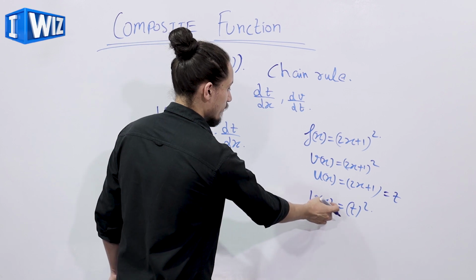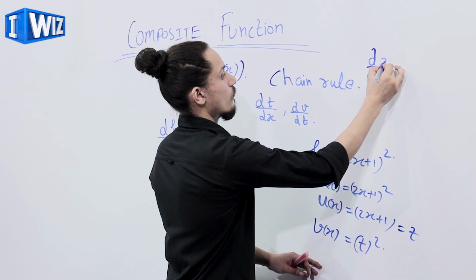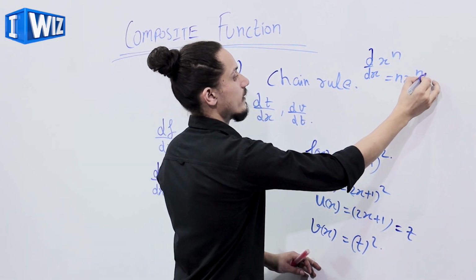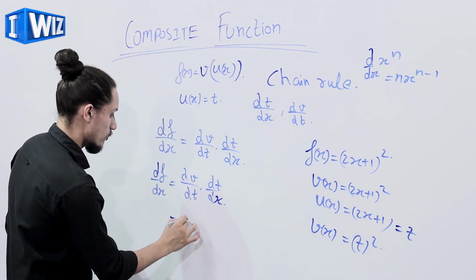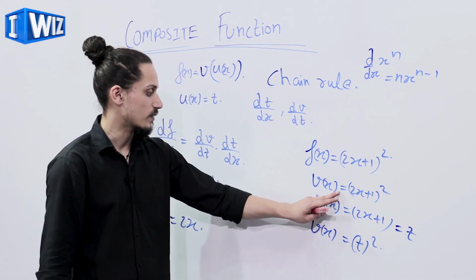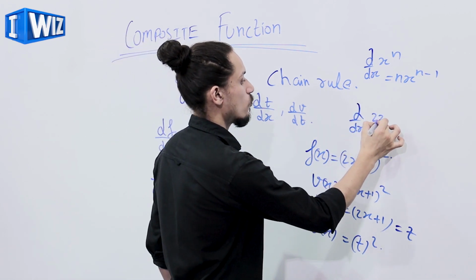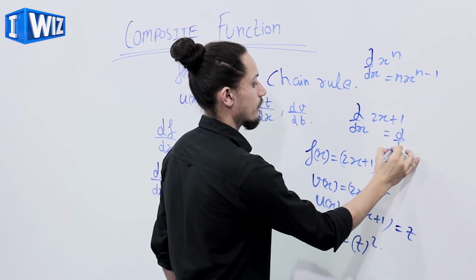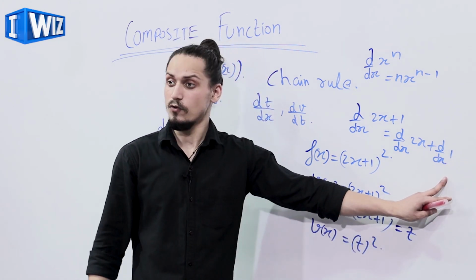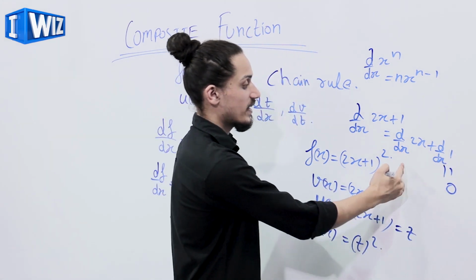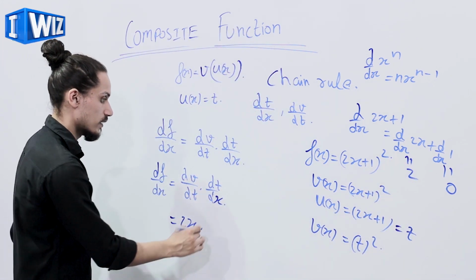So derivative of v with respect to t will be equal to, now we know d by dx of x raised to power n is equal to n x raised to power n minus 1. Using the same expression here, we get dv by dt is equal to 2t and dt by dx is equal to d by dx of 2x plus 1, which is equal to d by dx of 2x plus d by dx of 1. Now d by dx of 1 is equal to 0 and d by dx of 2x is equal to 2. So derivative of t with respect to x becomes 2.